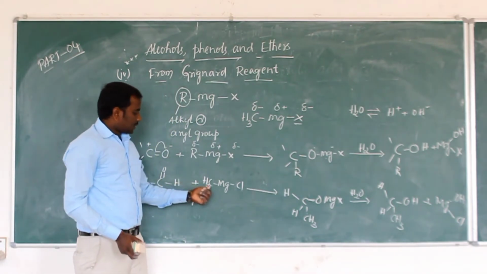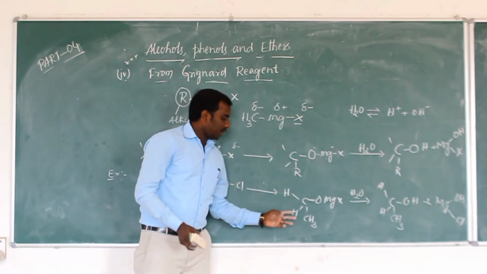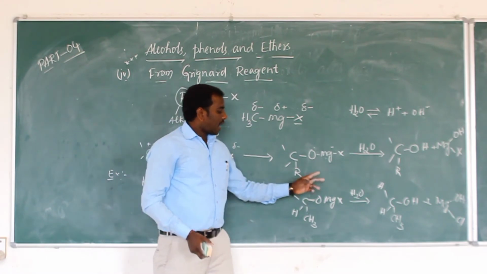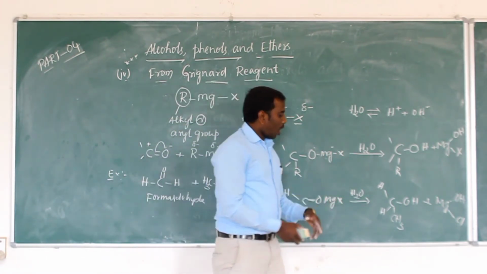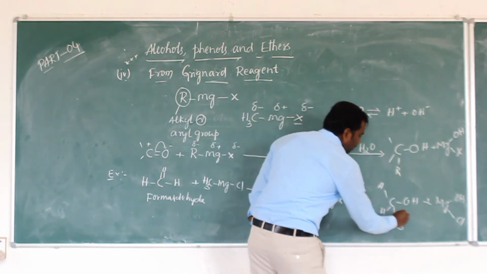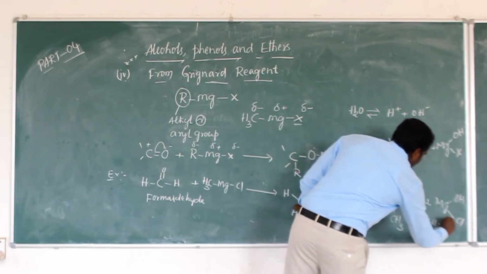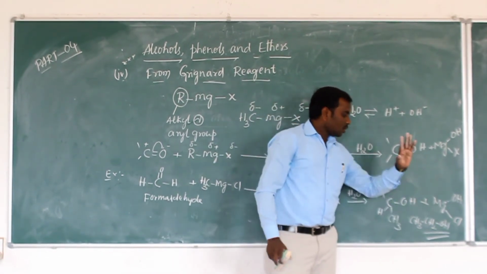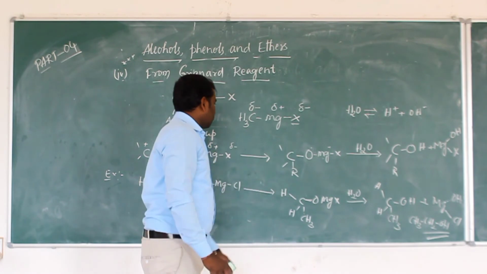Formaldehyde reacts with methyl magnesium chloride. Again, with this reagent, what will be formed, primary or what? Okay, we will get CH3CH2OH. Is it primary? A primary alcohol is formed. Primary alcohol is formed, right?